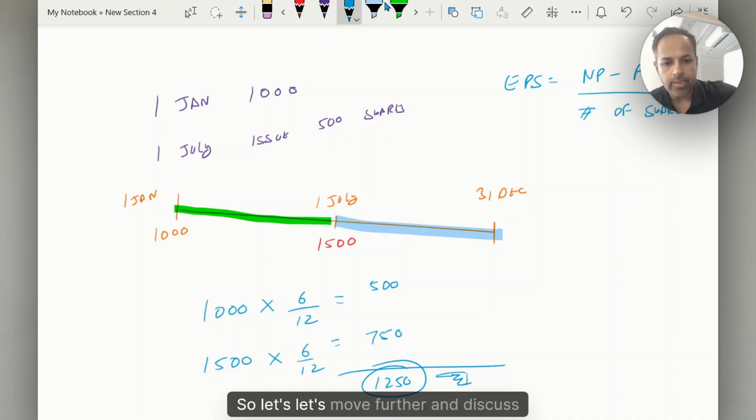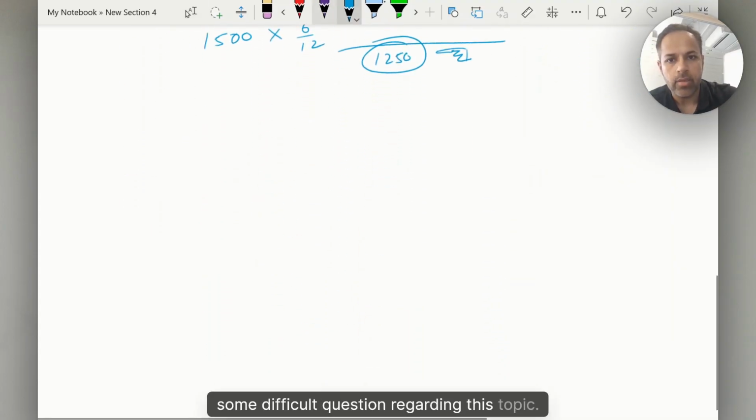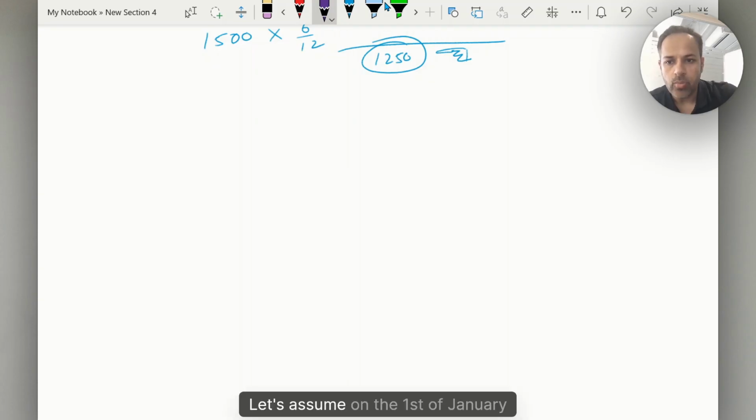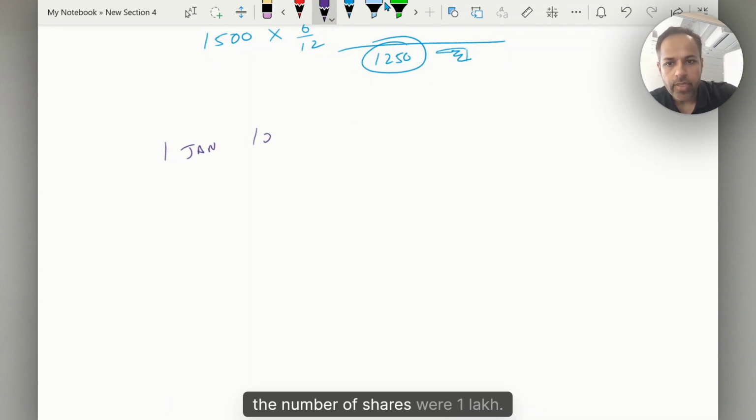So let's move further and discuss some difficult questions regarding this topic. Let's assume on 1st January the number of shares were 1 lakh.